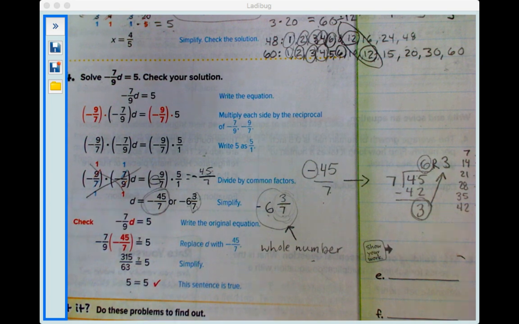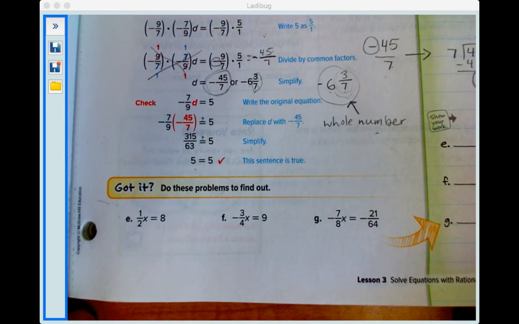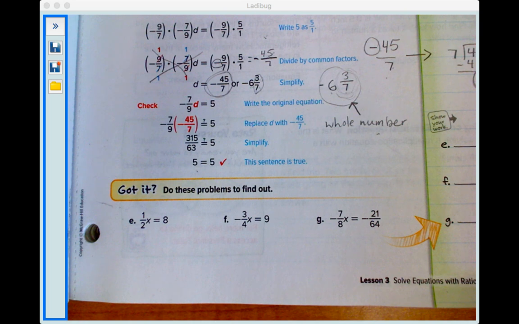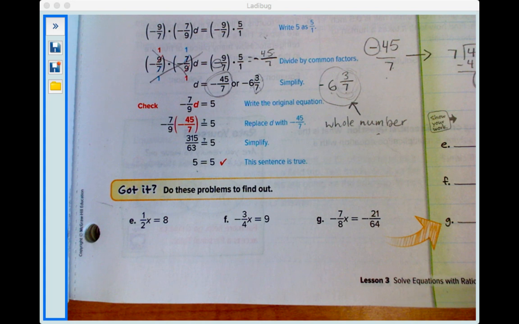So finally, after all of that, after looking at those examples, let's try the got it examples, E and F and G. Whew. At this point in time, if you will need a separate piece of paper, go for it. I'm going to try to use the space best available to me. There is a work zone in your book that you can use as well.